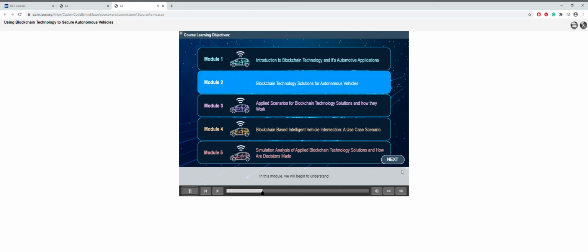In this module, we will begin to understand why the autonomous vehicle field is experiencing revolutionary growth in academic research and industry, but still suffers from security vulnerabilities.